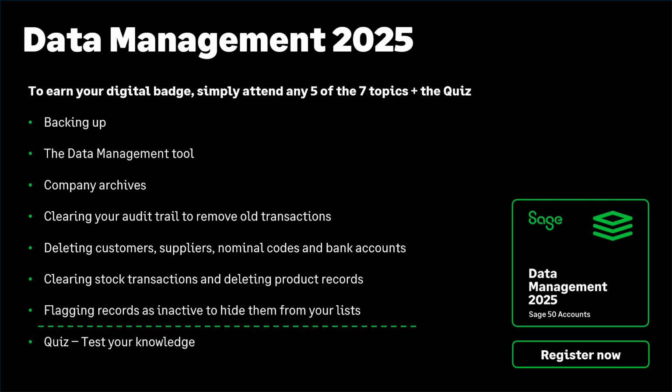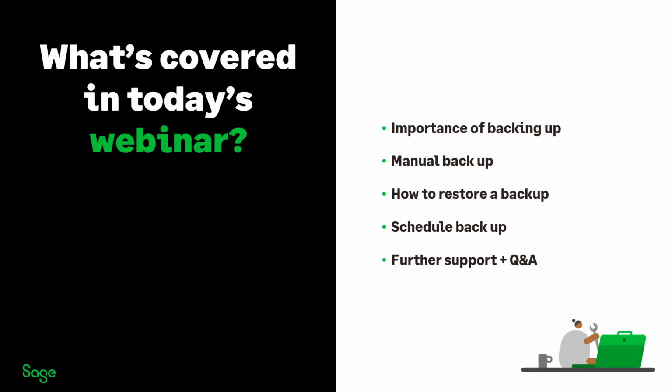Okay, so we'll get stuck in. This is what we're going to be covering on today's webinar. We're going to be looking at the importance of backing up, how to take a manual backup, how to restore a backup into your software. And also, we'll look at the scheduled backup option. This is a feature that's often missed. People aren't aware that it's there, so we're going to be covering that as well. And then towards the end, we'll cover the further support that's available to you, and like I say, if we've got any questions outstanding at the end.